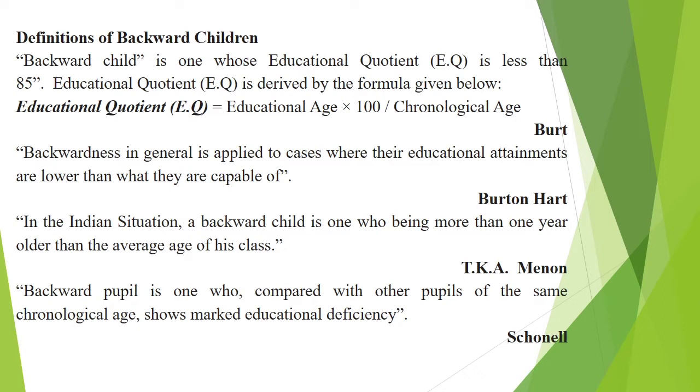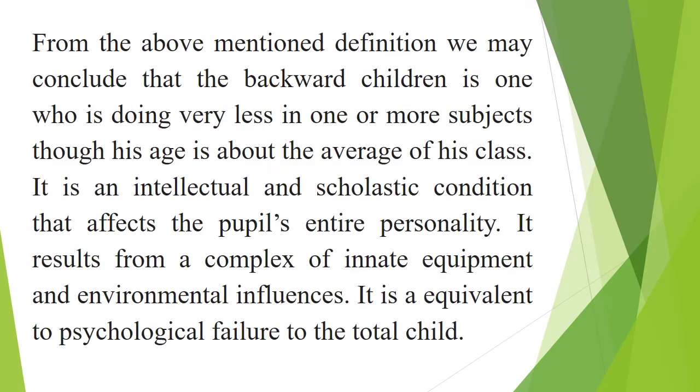T.K.A. Menon says, in the Indian situation, a backward child is one who is more than 1 year older than the average age of his class. Schonell says, a backward pupil is one who, compared with other pupils of the same chronological age, shows marked educational deficiency. From the above definitions, we may conclude that a backward child is one who is doing very poorly in one or more subjects, though his age is about the average of his class.